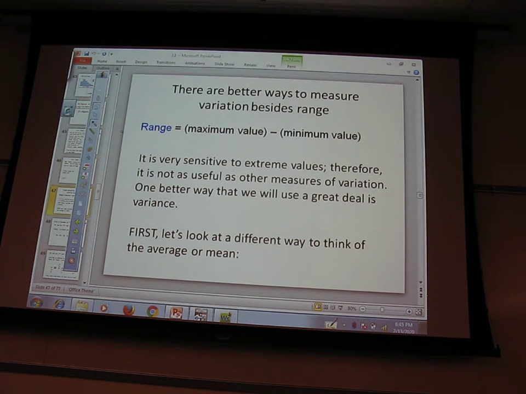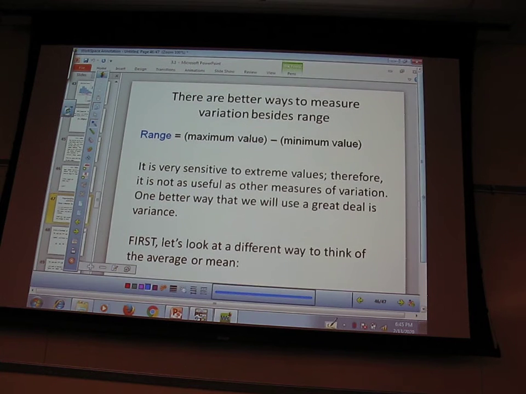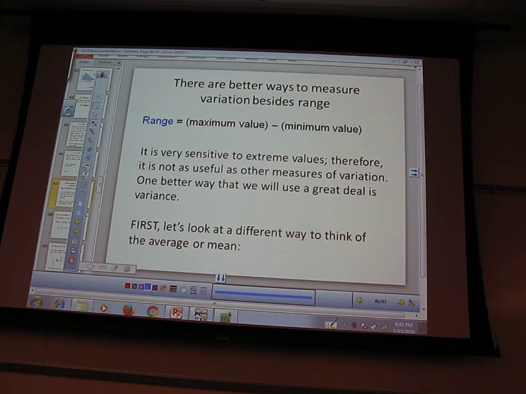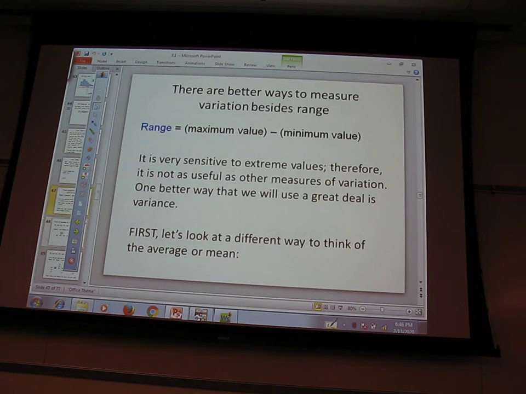However, there are better ways to measure variation besides just range. Range is the maximum minus the minimum. It's very sensitive to extreme values, so it's not as valuable as other methods of variation. So we're going to look at variance, which is kind of the most common one. But in order to do that, first let's take a look at another way of thinking of average, or mean.